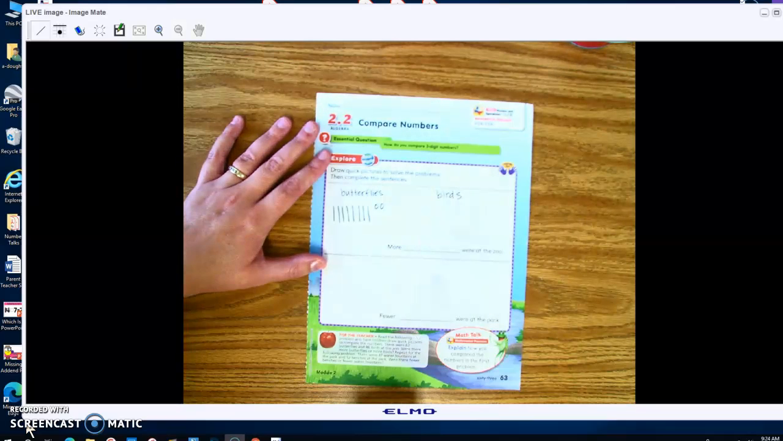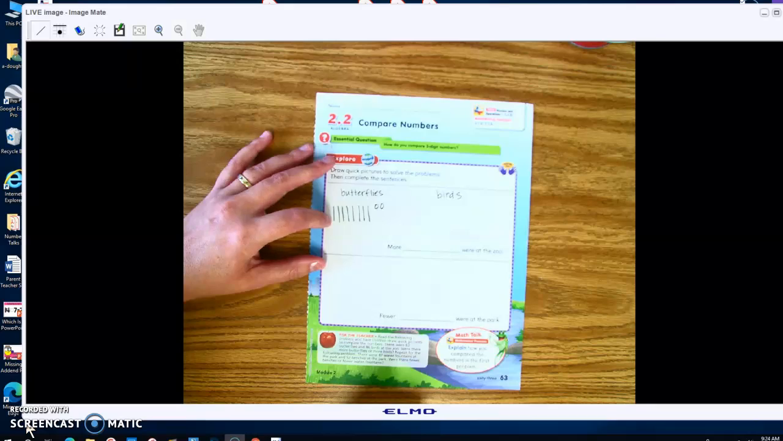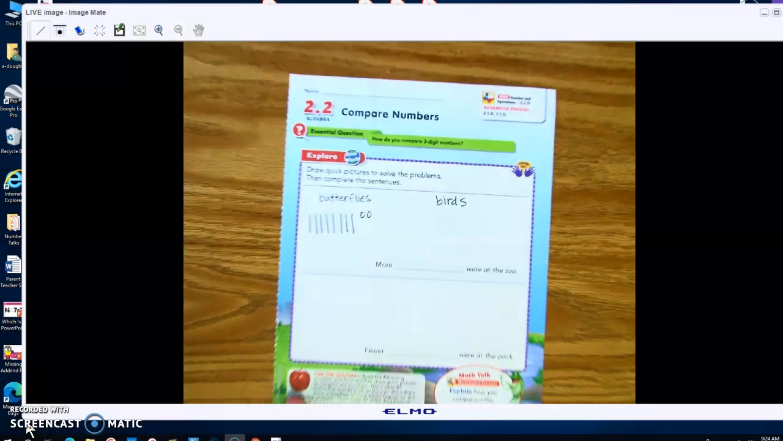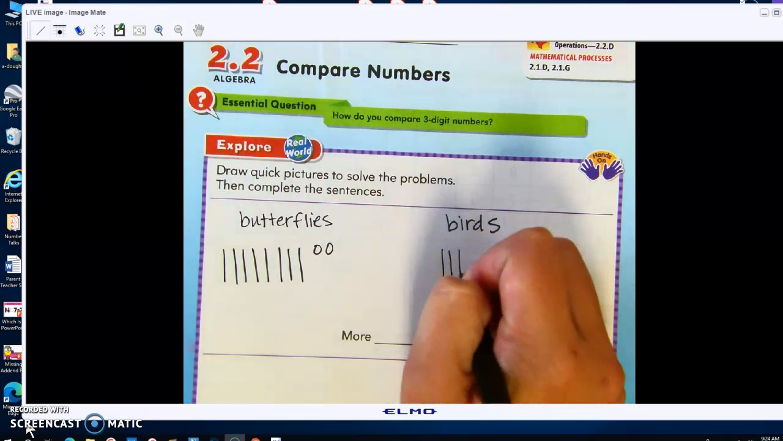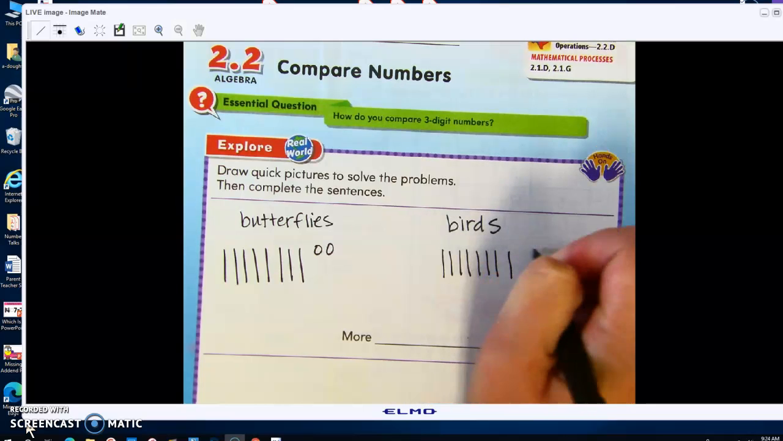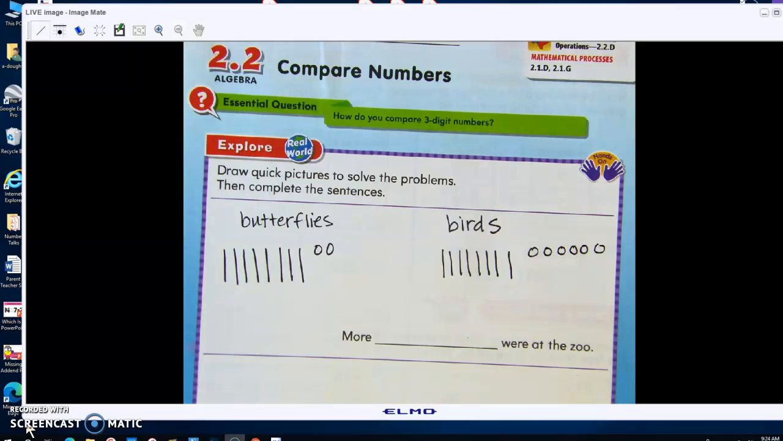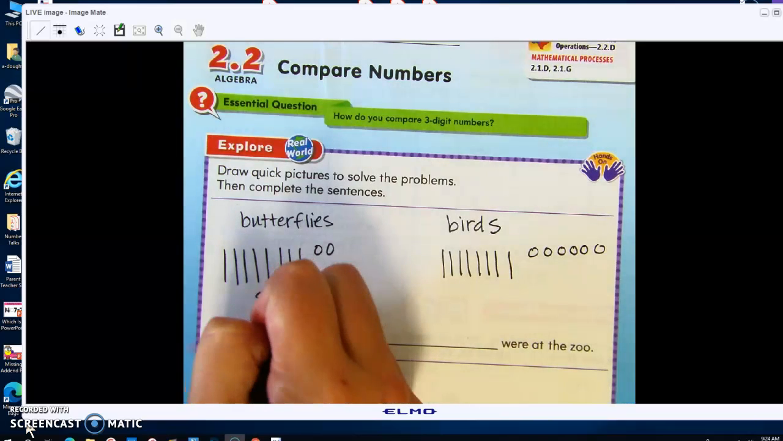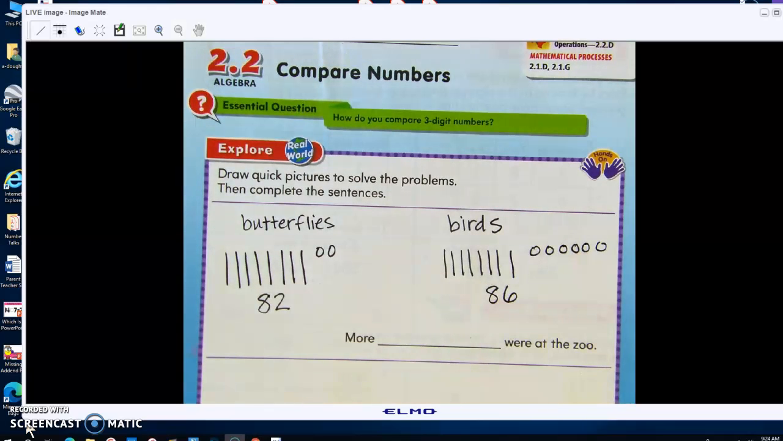Do you have to write butterflies? Yeah, it might be helpful to do it so you remember. Butterflies, 82. I'll scoot them in. And then birds, there were 86. 1, 2, 3, 4, 5, 6, 7, 8. 1, 2, 3, 4, 5, 6. 82 and 86. 82 butterflies and 86 birds were at the zoo. Is that L or I?